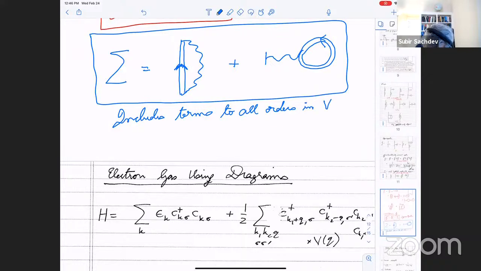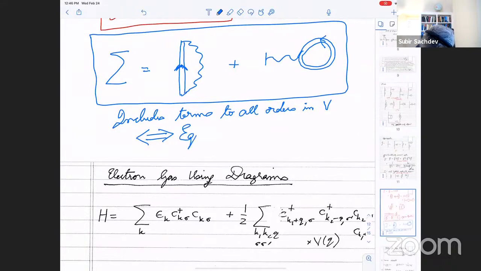And what is this equation equivalent to? This is proven in Fetter-Walecka, I think, and maybe already proven in Bruus and Flensberg too. It's completely equivalent to something we've already been doing without drawing diagrams, the famous Hartree-Fock theory.